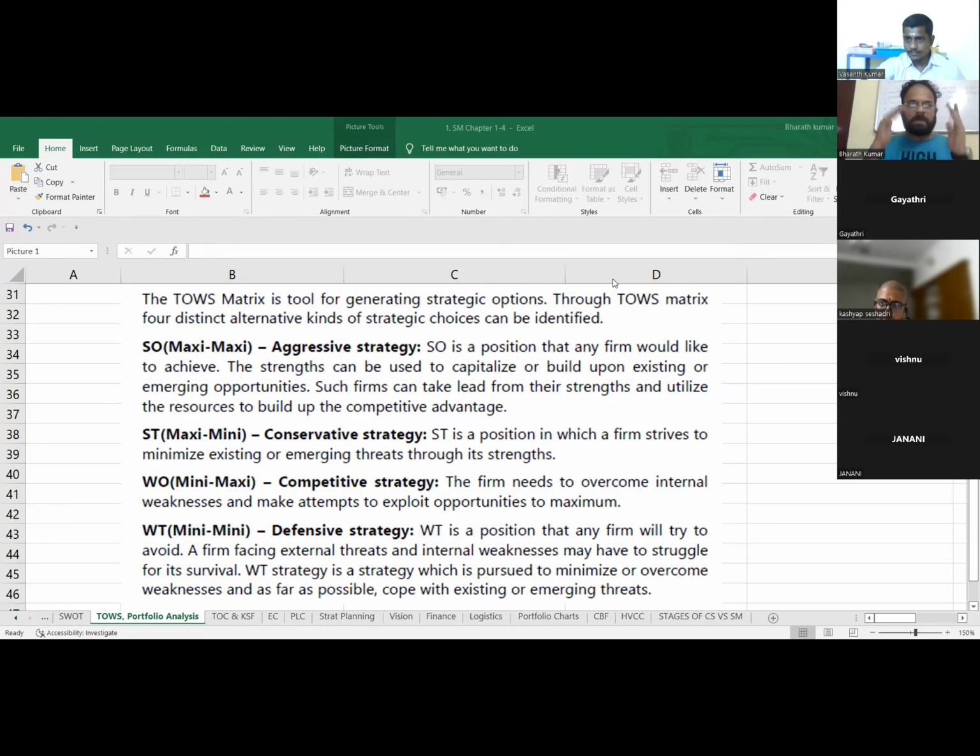Conservative: strength plus minimize. Minimize the existing or emerging threat through its strength. There is nothing more. Correct. Super.